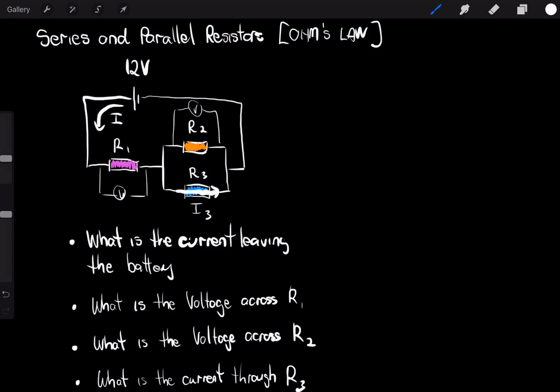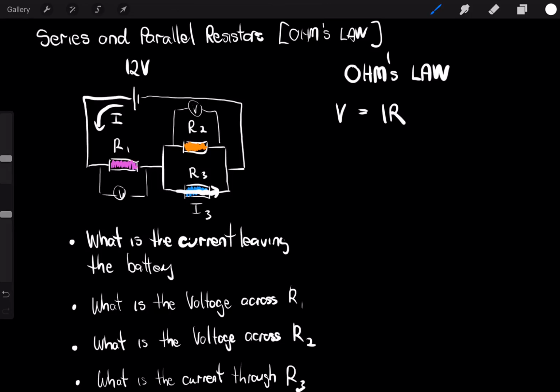And I find that using Ohm's law, there's a way I've discovered that makes it really, really easy to solve these sorts of problems. And that's to look at Ohm's law in two different ways. Now, just to remind you, Ohm's law is the formula that relates current, voltage, and resistance. Ohm's law is basically V equals IR, where V is voltage, I is current, and R is resistance.